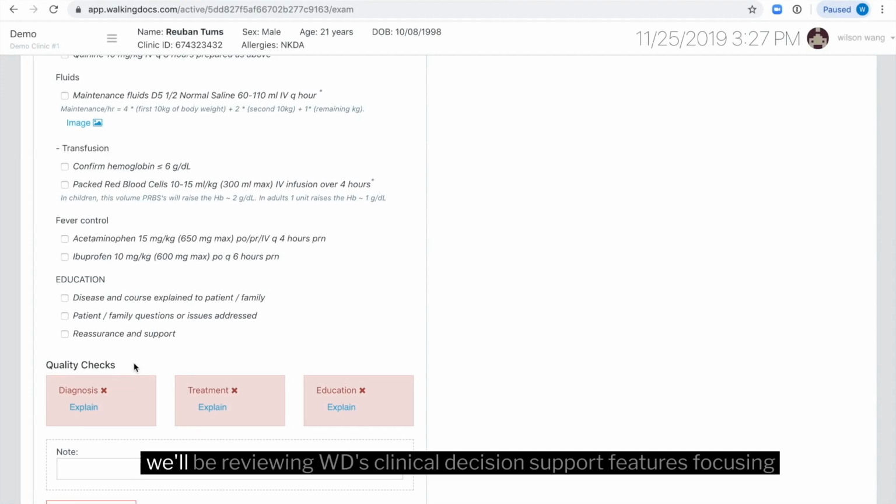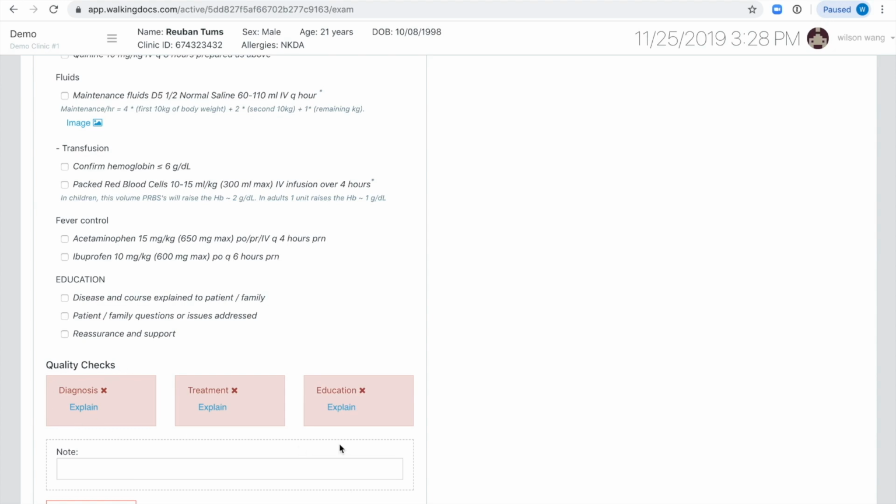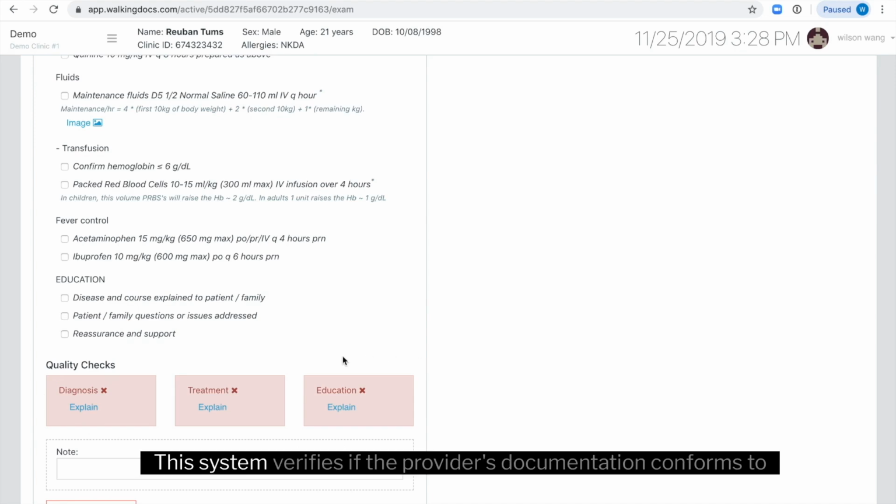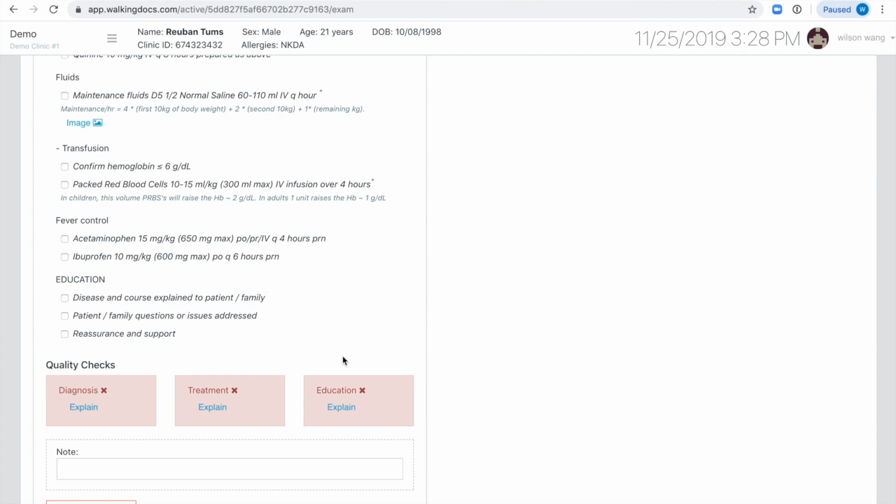In this video, we'll be reviewing WD's clinical decision support features, focusing on real-time red light, green light quality care assist depicted here. This system verifies if the provider's documentation conforms to the care standard before the clinician closes the medical note. This allows for on-the-job learning and, in some instances, life-saving corrective action.